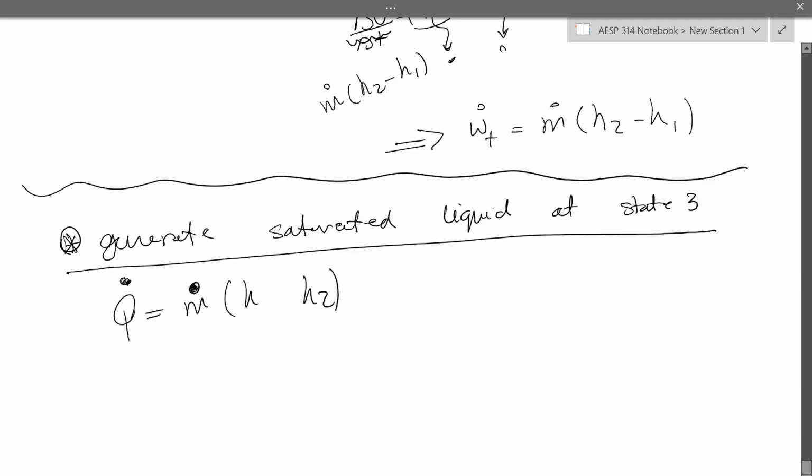Just to be consistent with the previous sign convention, we are going to do H2 minus H3. So it gives us the same convention. Okay.